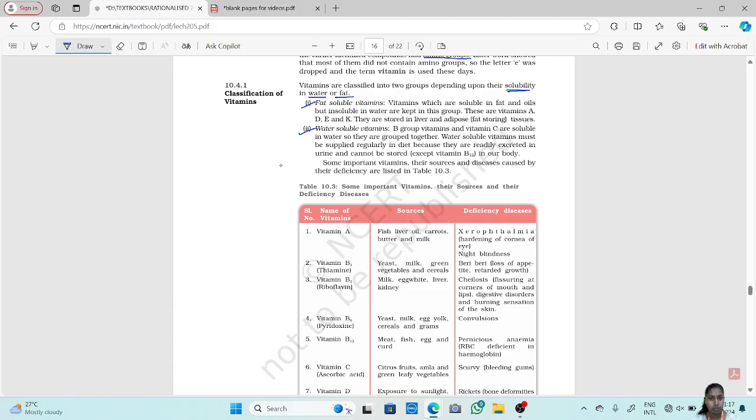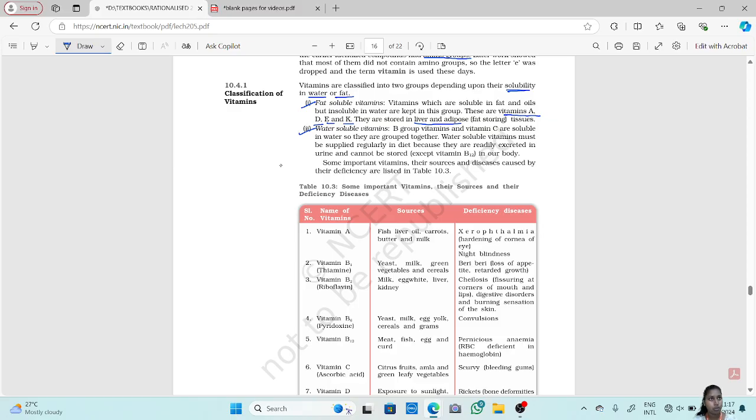Now let's see fat soluble vitamins. Vitamins which are soluble in fat and oils but insoluble in water are kept in this group. As the name suggests, it is a fat soluble vitamin. The examples are vitamins A, D, E and K. Since they are fat soluble, they are stored in our liver and adipose tissue.